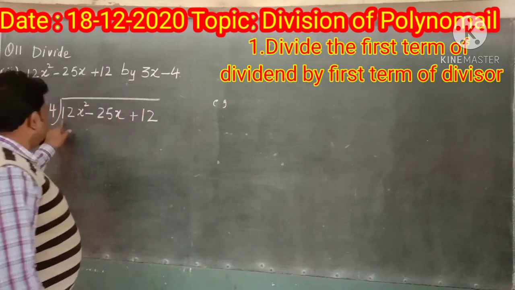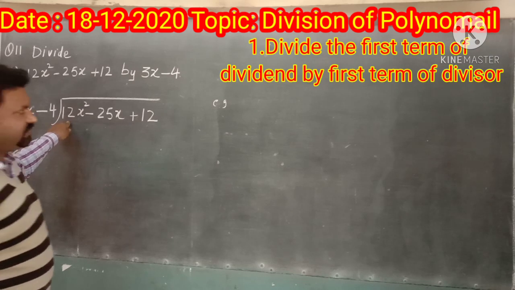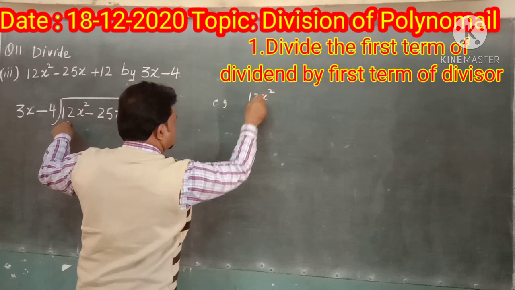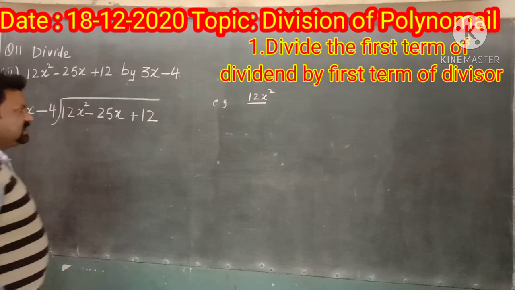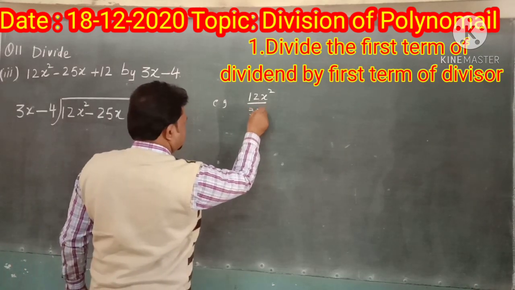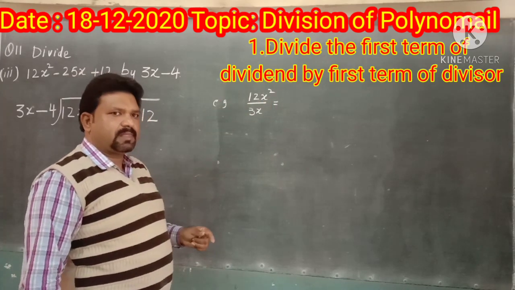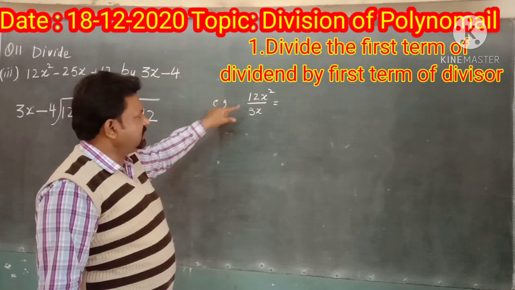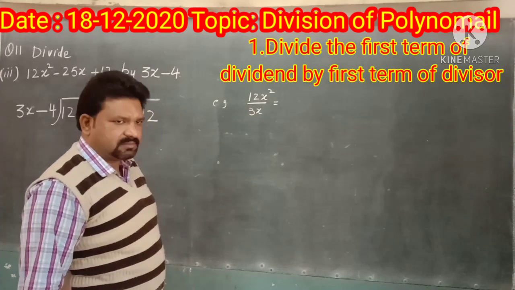We will take the first term of the dividend, 12x square. That will be divided by the first term of the divisor, which is 3x. So we will simplify it according to question number 9, in which we learned how we can divide term by term.